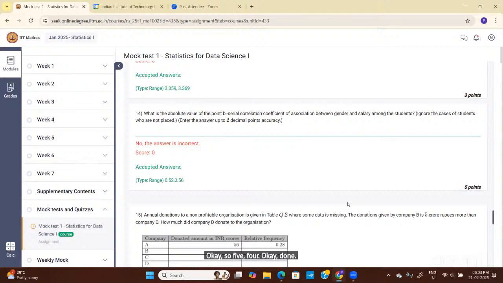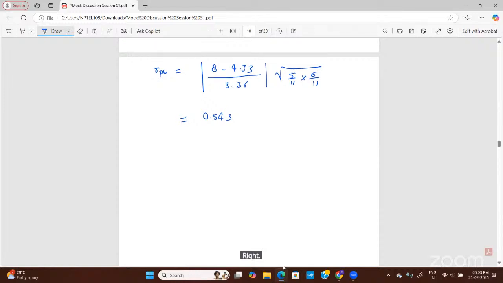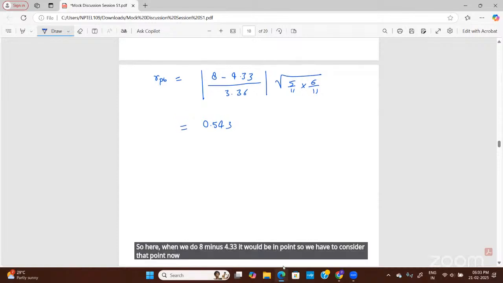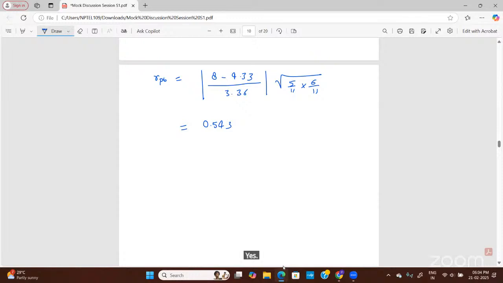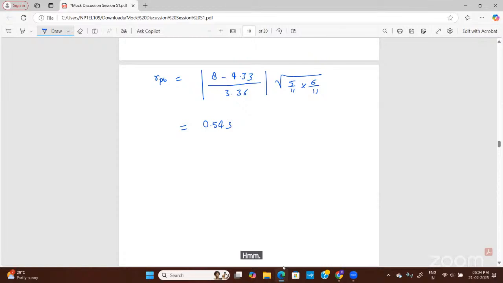Ma'am, on the slide, when we do 8 minus 4.33, it would be in decimal points, so we have to consider that, right? Yes. And when we were calculating the standard deviation, it has to be the population one, so we have to divide by n, not n minus 1, because it's a population one.